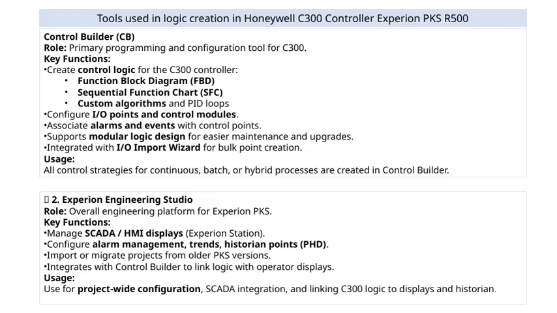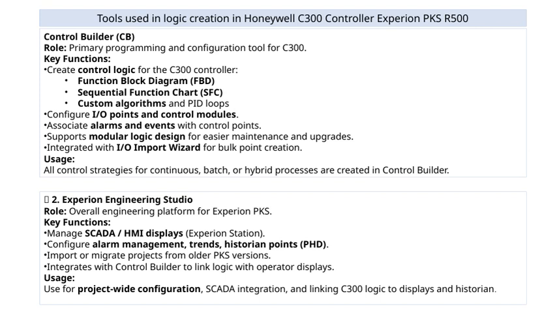Let's now take a closer look at the Experion Engineering Studio. This platform acts as the overall engineering environment for the Experion PKS system. It's where we manage and configure the entire control and visualization setup. One of its key functions is handling SCADA and HMI displays through the Experion station, allowing operators to visualize processes effectively. It also lets us configure alarms, trends, and historian points via the PHD tool, which is essential for tracking and analyzing process data over time.